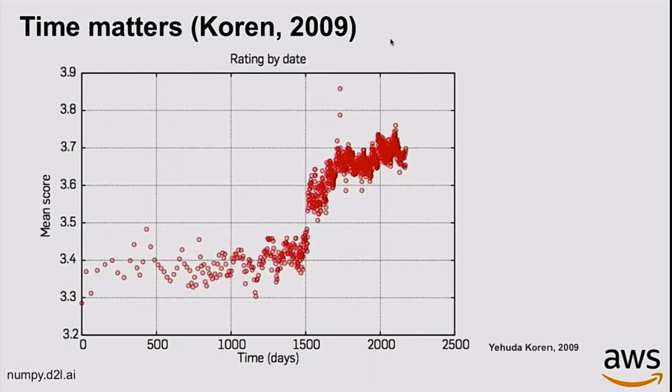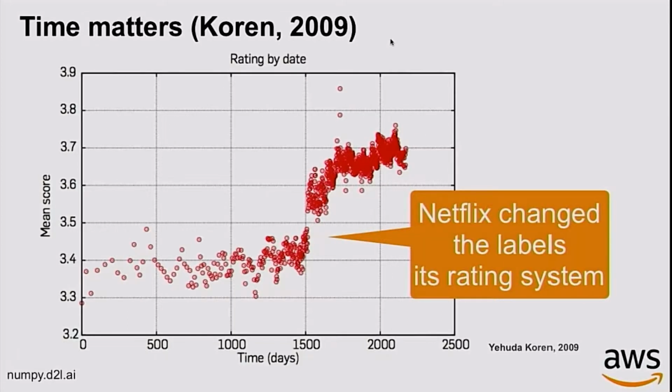On the x-axis, it's the days, how many days Netflix has been running, and the y-axis is the mean score for the movie ratings. You can see there's a huge jump at about 1,500 days. You wonder what happened to Netflix. Did their recommendation models suddenly get better? Or maybe they switched to a different user group? Actually, none of them. It's because on this day, Netflix changed its rating labeling system.